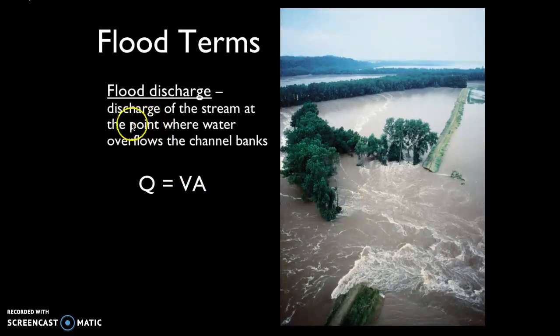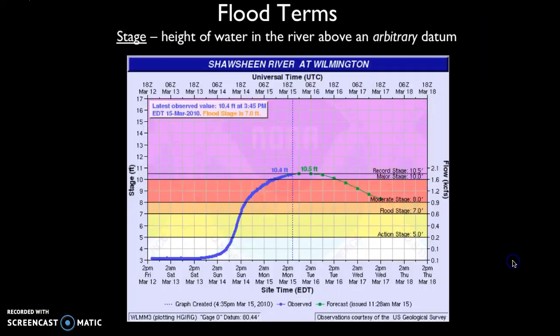But the flood discharge itself is going to be the discharge of the stream at the point where water overflows the channel banks. So basically the amount of water that is flowing through when there's flooding. Nothing too fancy about that. The term that we need to know is stage. So the stage is going to be the height of water in the river above an arbitrary datum. For the most part, this arbitrary datum is going to be the bottom of the stream.